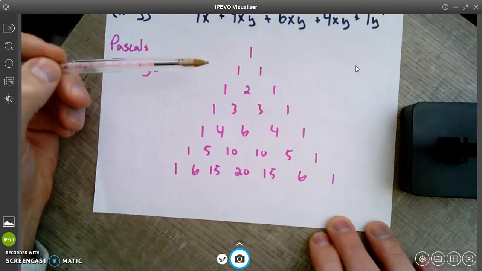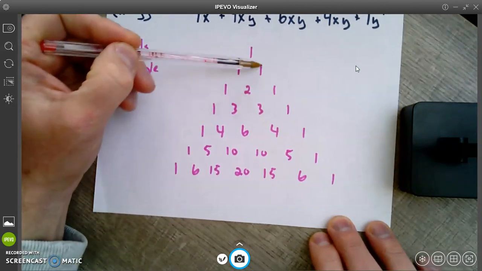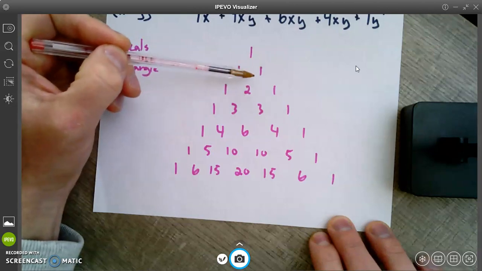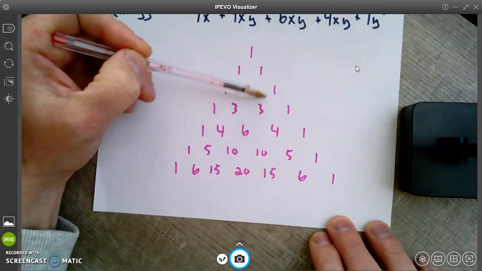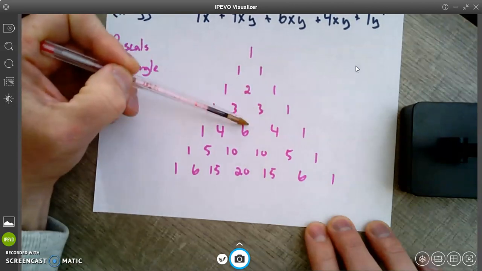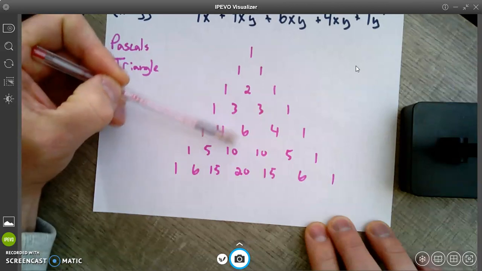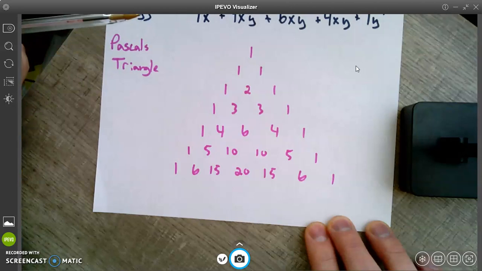Here's one. If you add these two diagonally, if you square this, you square 2, you get these two added. If you square 3, you get these two added. If you square 4, you get these two. Square 5, you get these two. These squares are mixed in there.